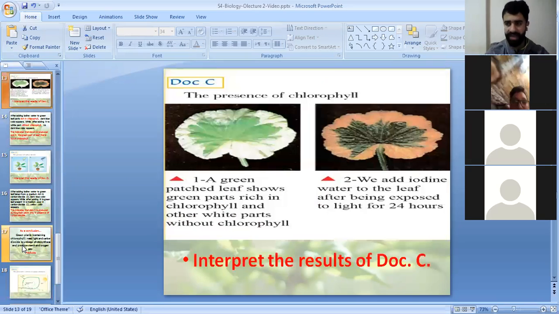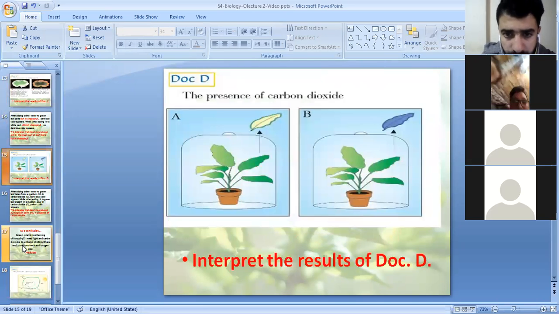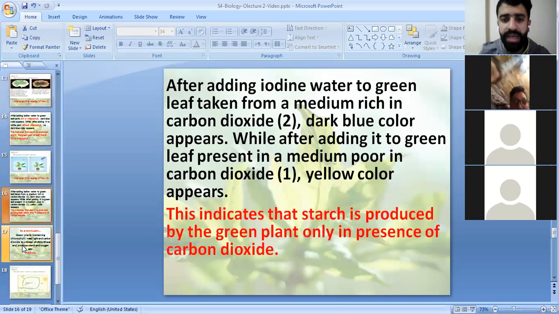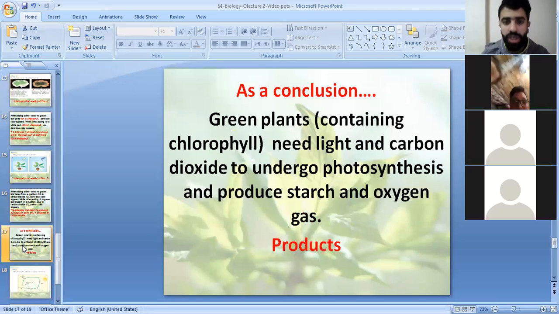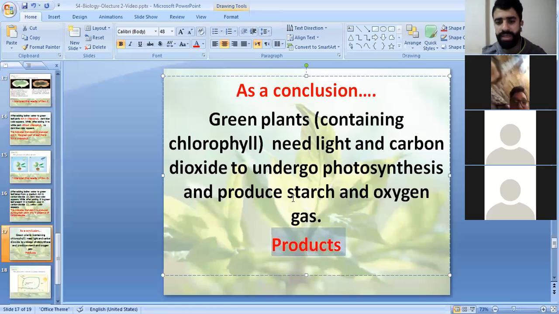Chlorophyll is also important, since I said the leaf should be green in color, and carbon dioxide is important since it's one of the reactants in this equation. So as a conclusion, the green plants, meaning that they contain chlorophyll, need light and carbon dioxide to undergo the process of photosynthesis to produce starch and oxygen. As I said, oxygen and starch are called the products of the reaction.